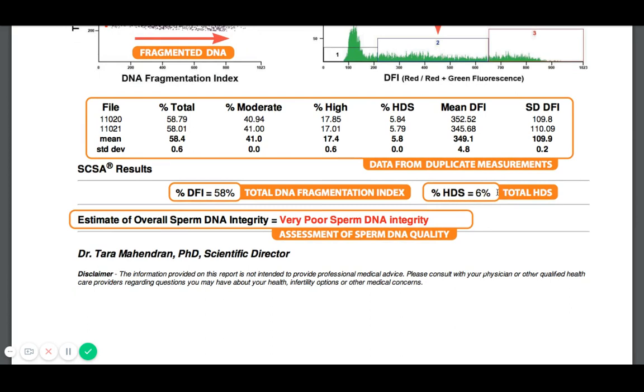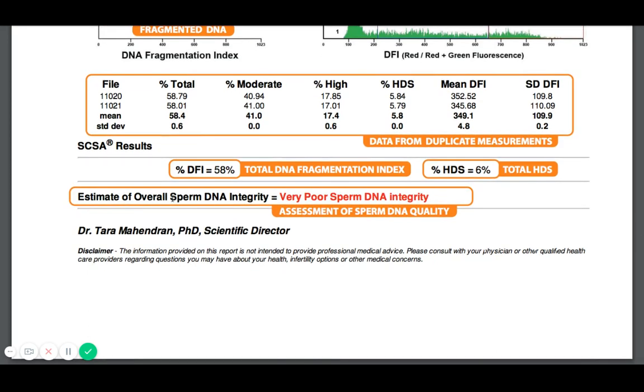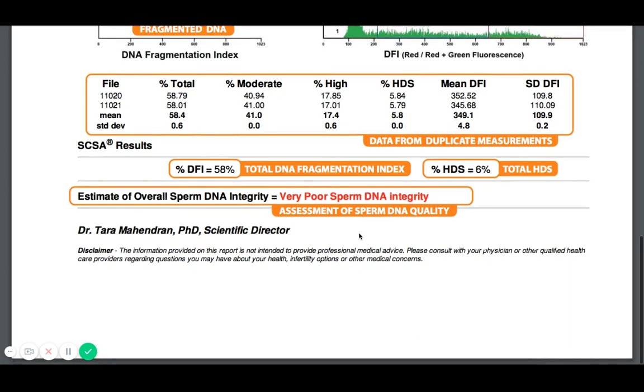The HDS value will help you decide whether you go for an ejaculate sample or a testicular sample. Right at the bottom of the report, you get the overall summary of the sample that has been tested, which will be helpful in further clinical treatment management of the patient.